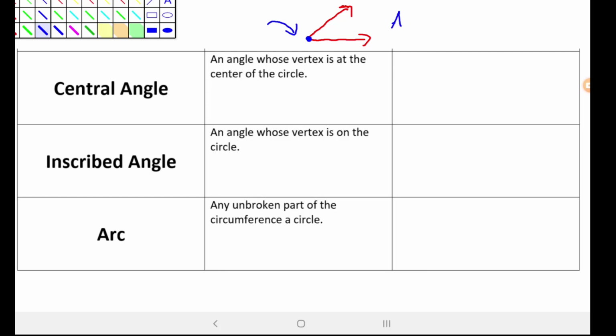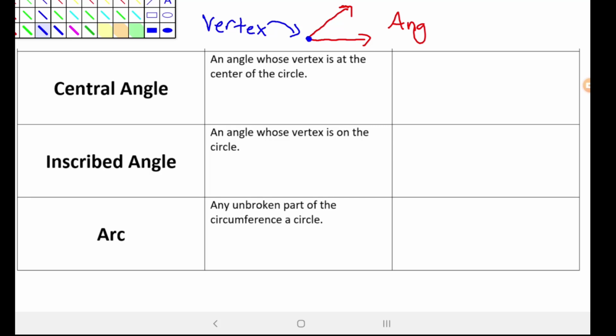So that's an angle right there. Let me just write that in. This is an angle. I should have used a different color. Sorry. So this is an angle. Perfect. But that point that we're talking about right there, the corner of this angle, that's called the vertex. Okay, so we need to know that. That's called the vertex of the angle. So when you read these, you're going to be like, okay, this is what they're talking about.